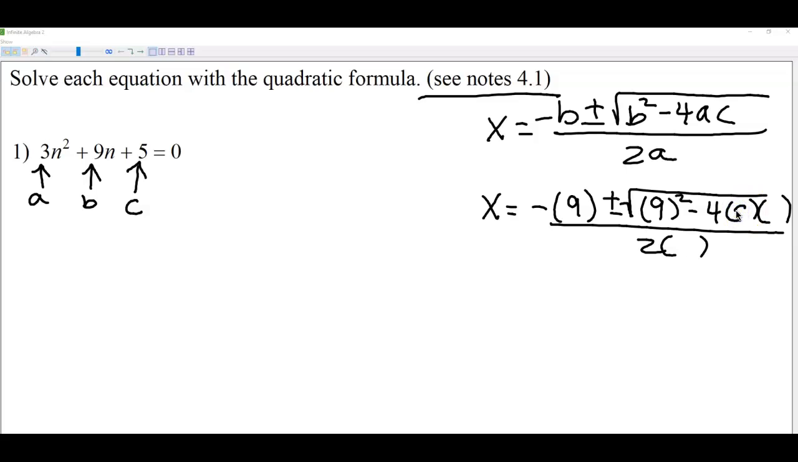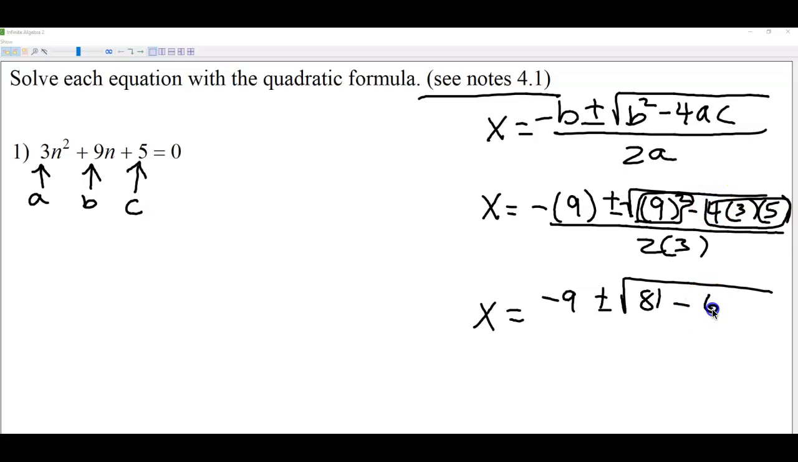A goes there, which is 3. And A also goes here, and then C is 5. And from here, you just got to watch your order of operations a little bit. You should do your exponents here first, right? So it's going to be 81, and this is going to be 60. Okay. 81 take away 60 is what? 21?